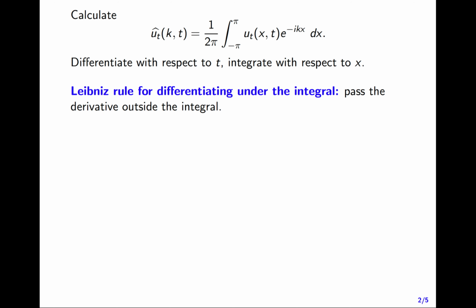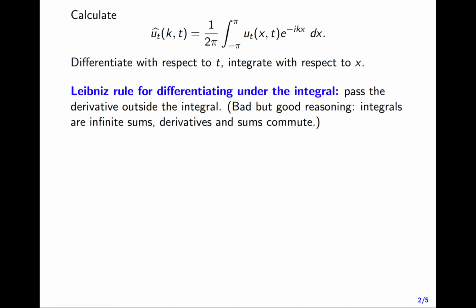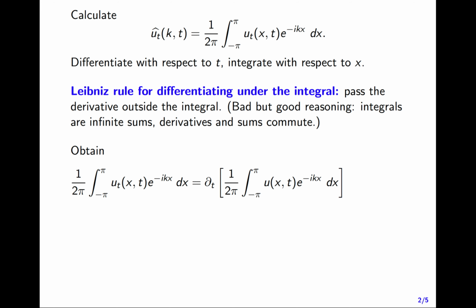We want to pass the derivative outside the integral. Here's the bad, but also, I think, good reasoning, though it's mostly bad. Integrals are infinite sums. Derivatives and sums commute. So, in the best of all possible worlds, I should be able to pass this t derivative outside the integral. And so, u_t hat of k, t is this integral, 1 over 2 pi, integral from minus pi to pi, u_t(x, t) e^(-ikx). And if I were able to pass that t derivative outside the integral, this would become the t derivative of the quantity 1 over 2 pi, integral from minus pi to pi, u(x, t) e^(-ikx) dx.